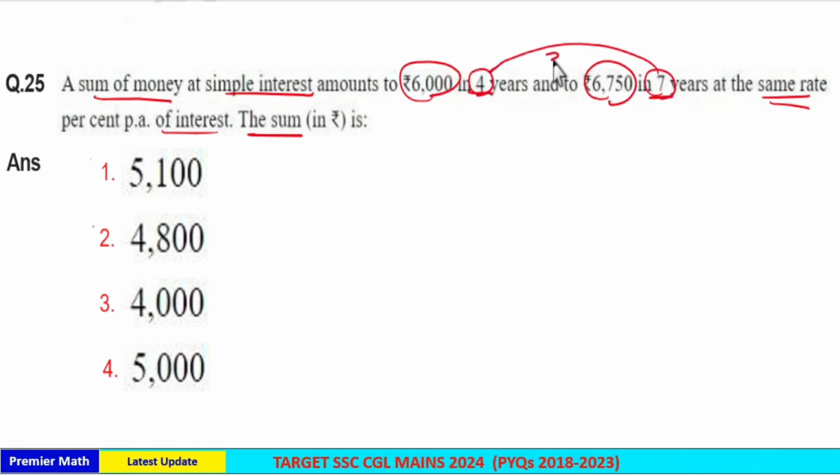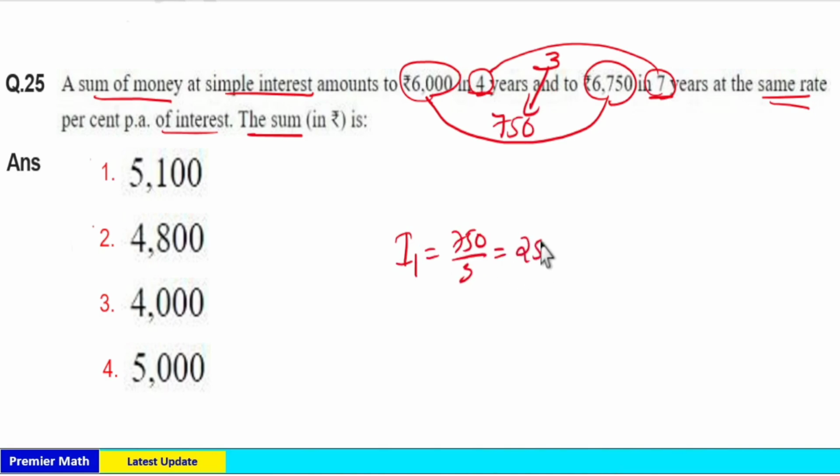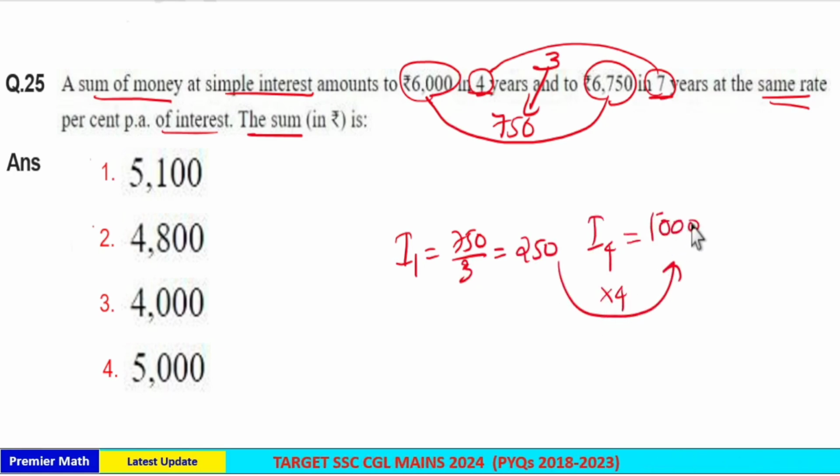7 minus 4 is 3 years and 6,750 minus 6,000 is 750, which means interest earned in 3 years is equal to 750. Then interest earned in 1 year is equal to 750 divided by 3, that is 250. And interest earned in 4 years is equal to 250 into 4, that is 1000 rupees.